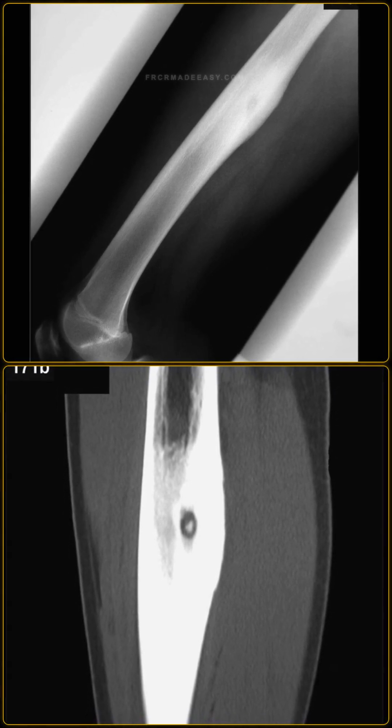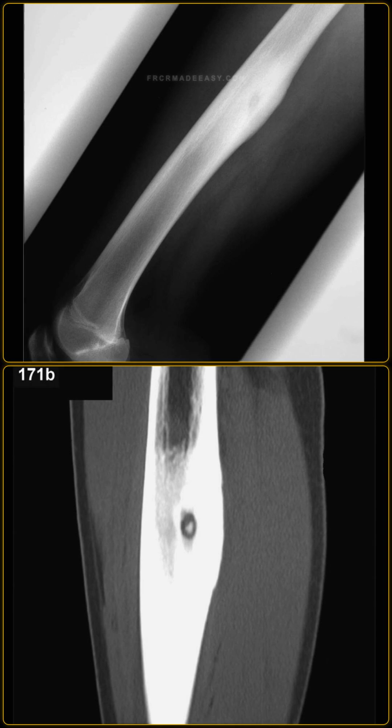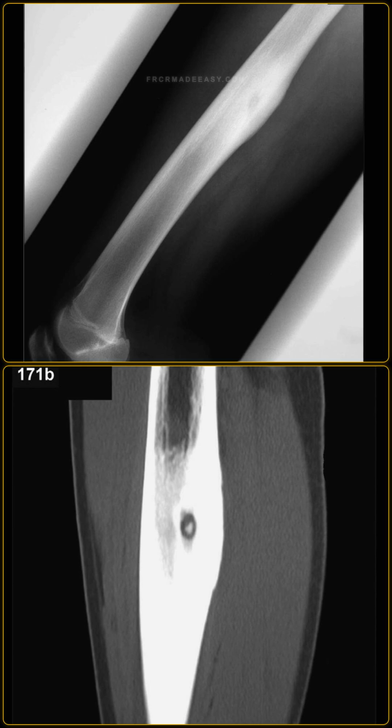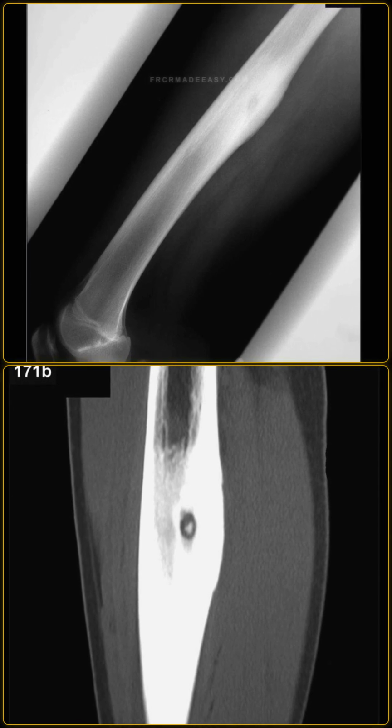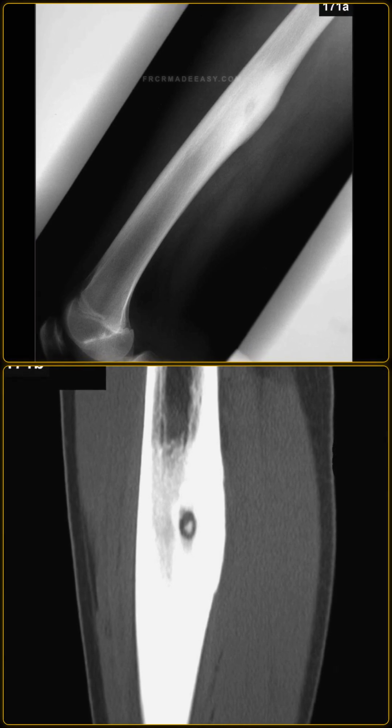sclerosis. On isotope bone scintigraphy, osteoid osteoma demonstrates the characteristic double density sign, where a small area of intense radionuclide activity in the nidus is superimposed on a larger area of moderate tracer accumulation from the reactive sclerosis. How would you manage this patient as a radiologist?